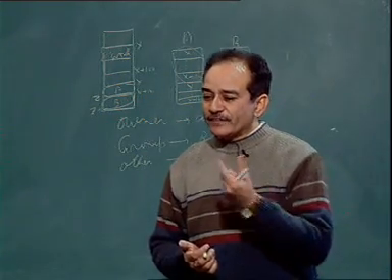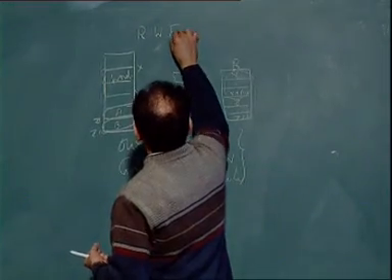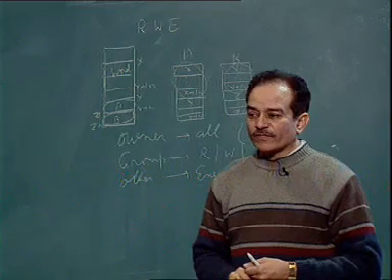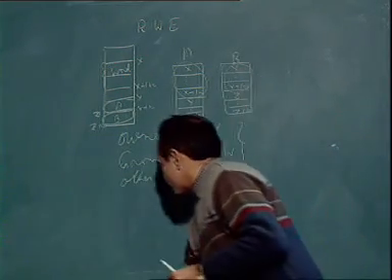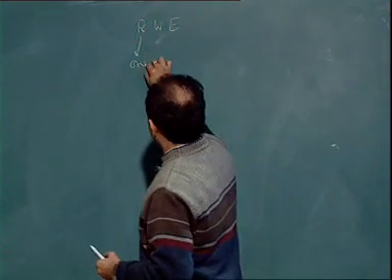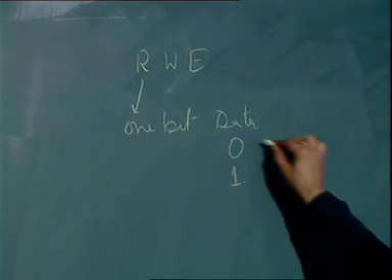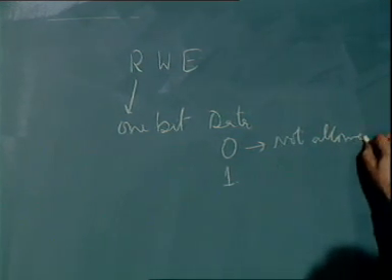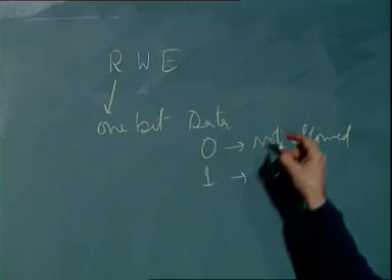Whereas, in case of Unix, what they have done is, for each one of them they have defined 3 parameters. Let us say it is read, write or execute. Either I can read or I can write or I can execute, and each one of them is a 1 bit data which can have the value 0 or 1. If it is a 0, it is not allowed. If it is a 1, it is allowed.